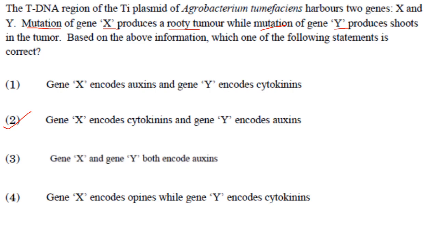That means X should be a cytokinin. When the cytokinin gene got mutated, it resulted in the production of roots and rooty tumor. And a mutation in gene Y produces shoots in the tumor. So gene Y has to be an auxin. So it results in shoots in the tumor. Based on the above information, which of the following statements is correct? So gene X encodes cytokinin and gene Y encodes auxin. That is correct. Answer is option 2.